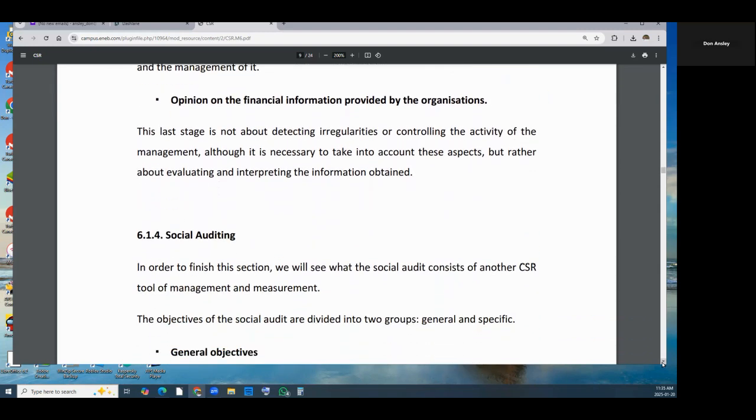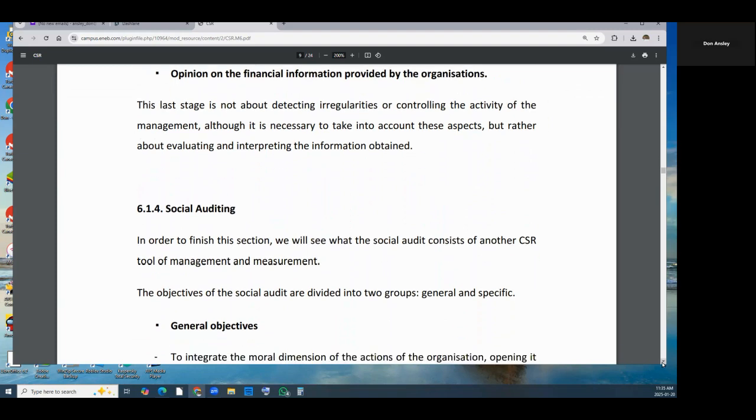Now we come to social auditing. In order to finish this section, we will see what the social audit consists of. It is another CSR management tool. And the objectives of the social audit are divided into two groups, both general and specific.